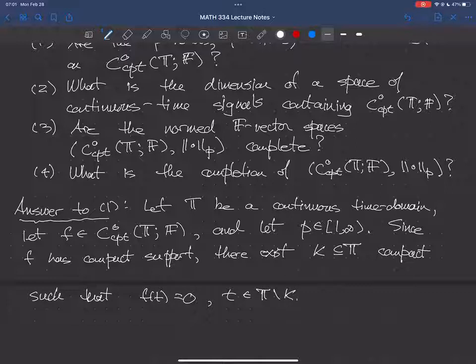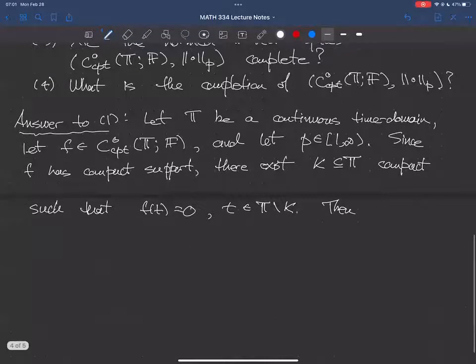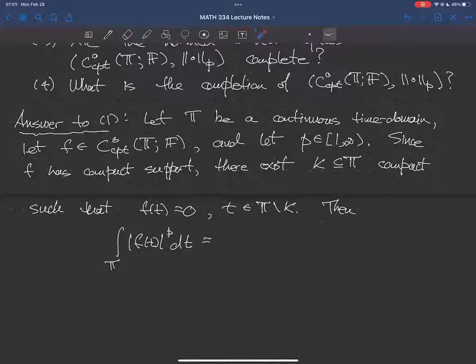Okay, so then, all right, so I want to show that this is finite. Okay, well, because f is 0 outside K, this is the integral over K of |f(t)|^p dt.